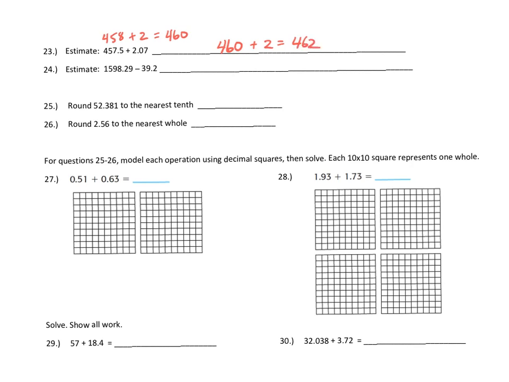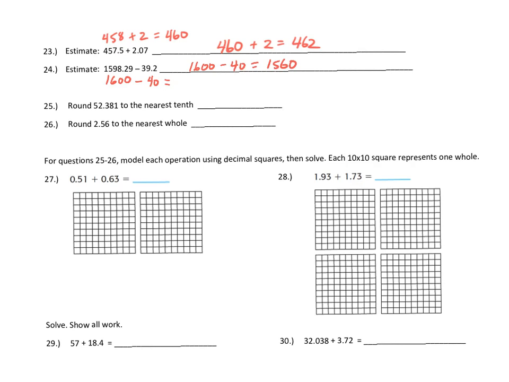Question 24. I have 1,598 and then just a little bit more. I'm going to round that to 1,600. And then the 39 and 2/10 I'm going to round up to 40, because I can do this in my head. 1,600 minus 40 equals 1,560.